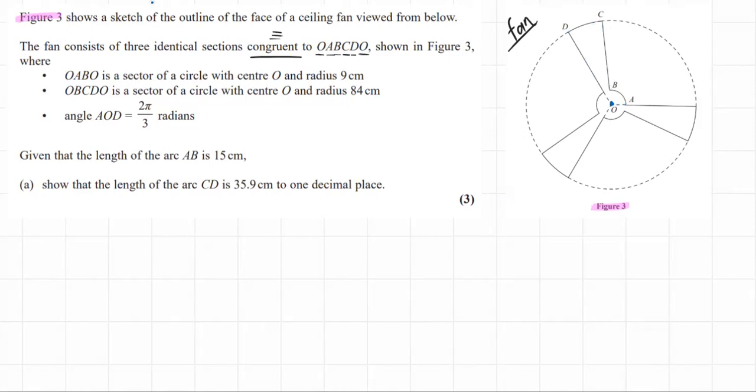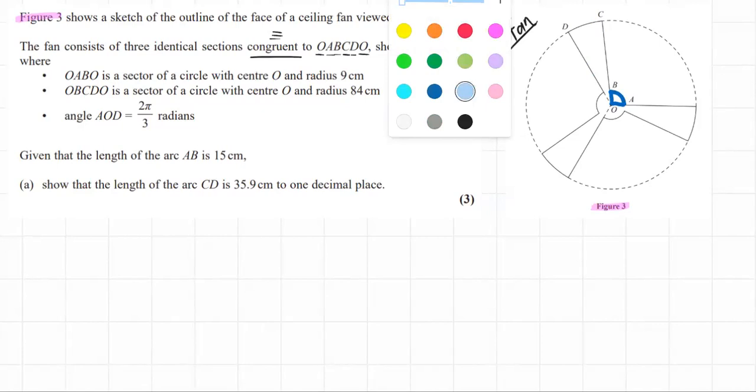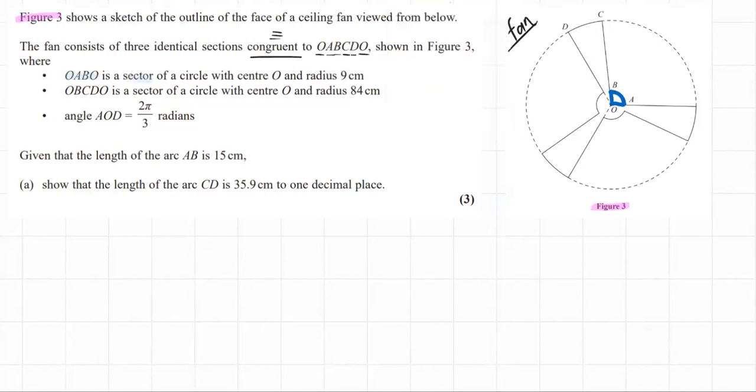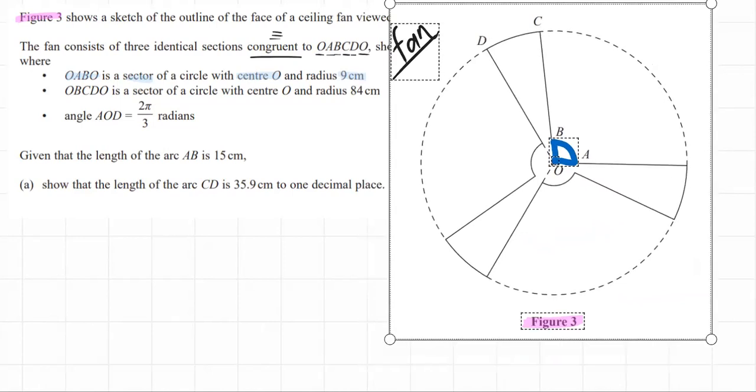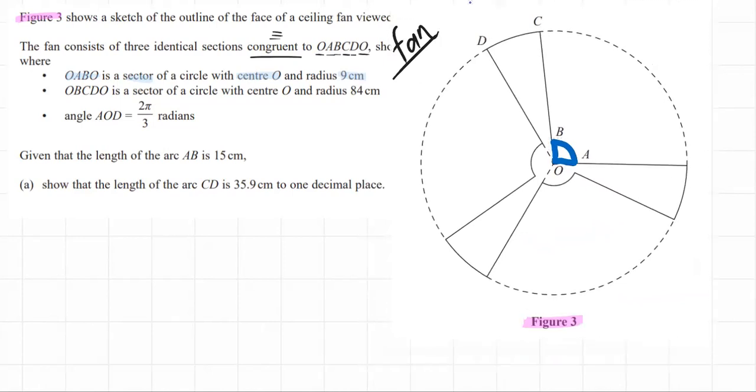OABO is a sector of the circle with center O, and it has a radius of 9 centimeters. We make this a little bit bigger. Okay, so let's do it like that. So we have a radius of 9 centimeters, over here is 9, and that's 9.